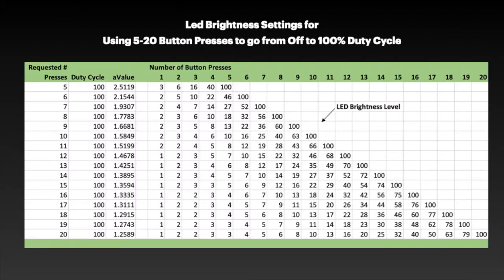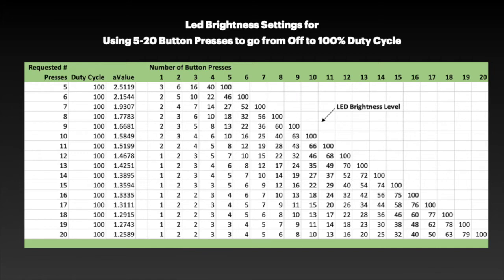So I found this pretty interesting, and to really get my head around it and make sure I was doing things correctly in my program, I made this table of requested number of presses, and then what would the A value be for that, and then for each button press, what would the duty cycle need to be set to as I pressed each time. And that just helped me make sure that I got it correctly.